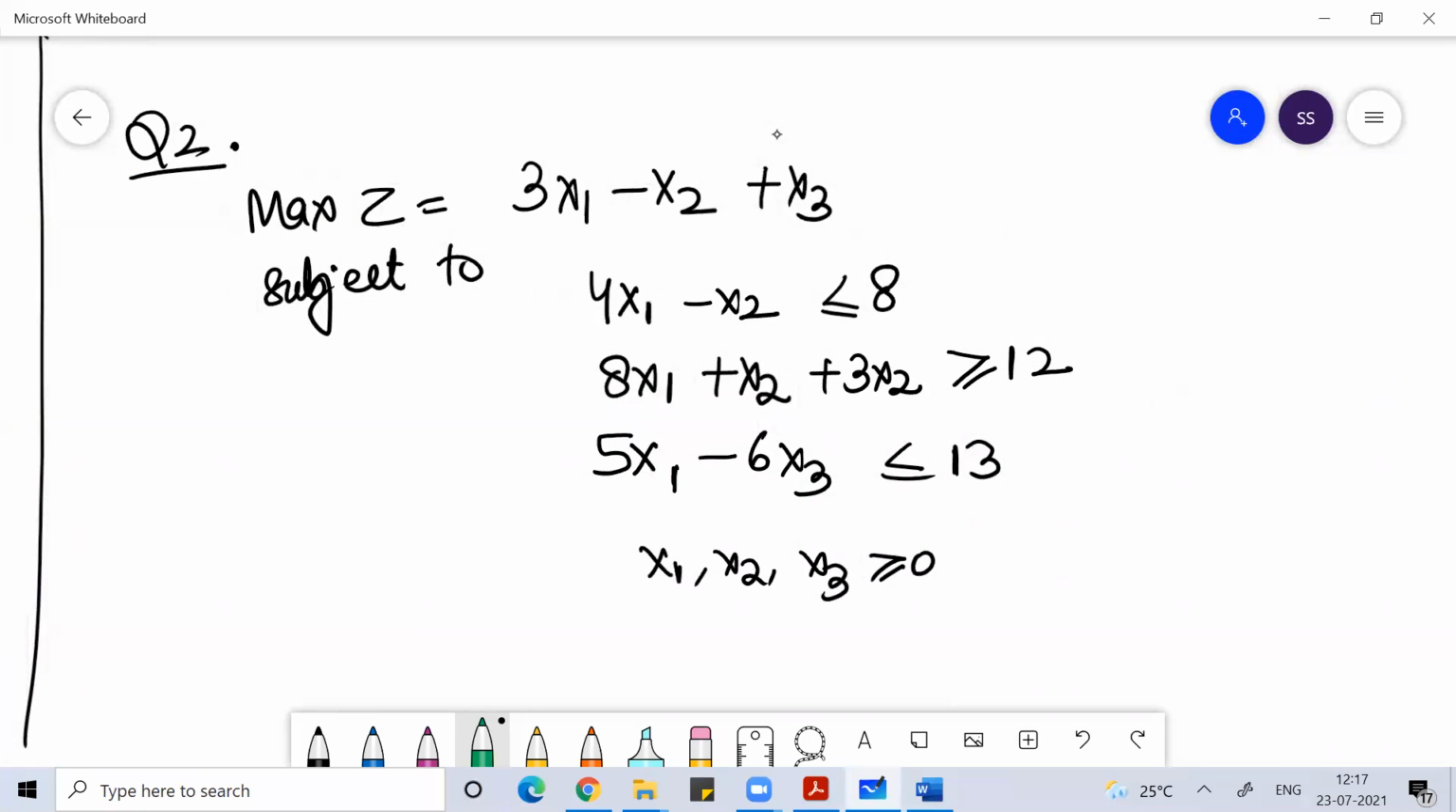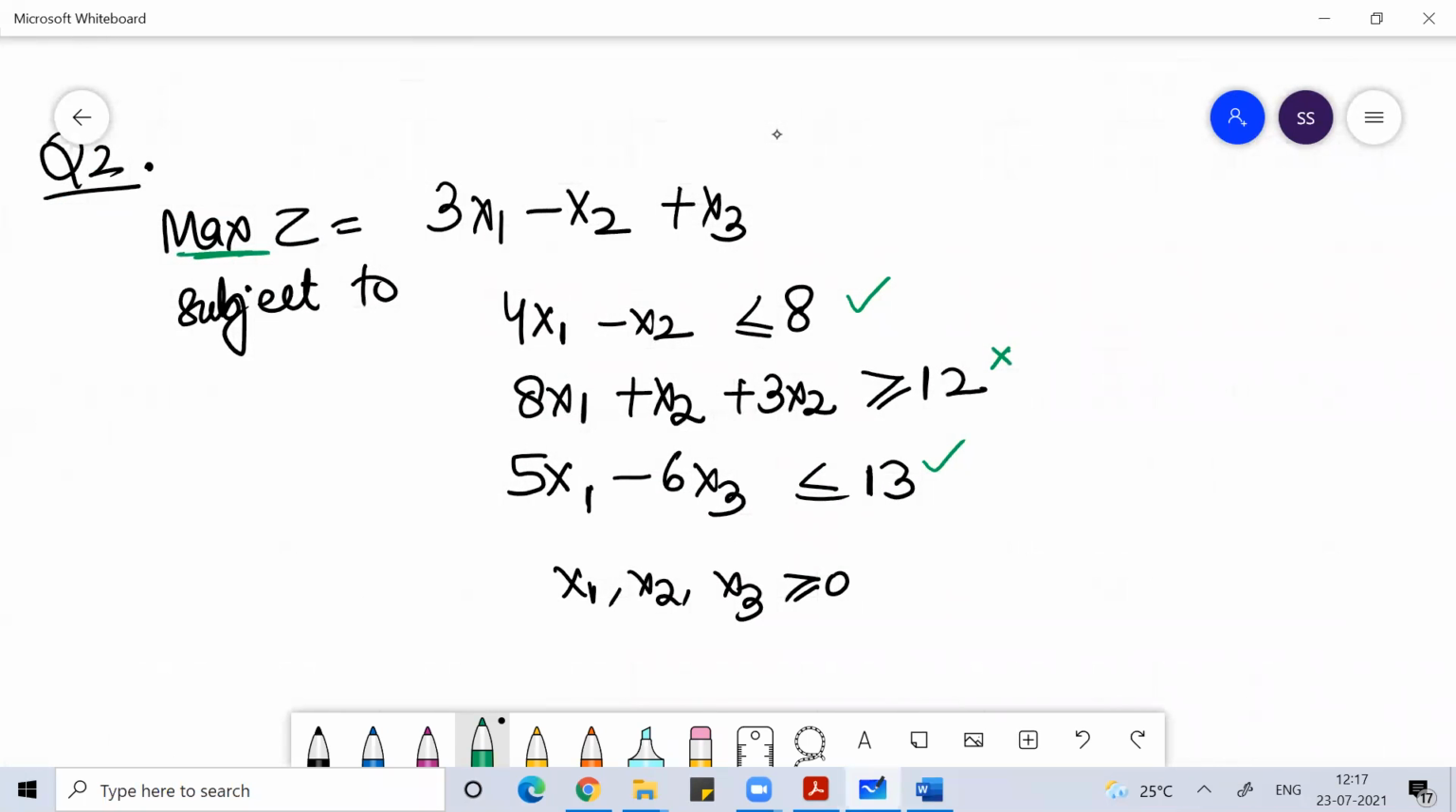So suppose this is your primal. If you see the objective function is maxima, so your constraint should be less than or equal to. Here your constraint is less than or equal to, this is greater than or equal to, so it's not in canonical form. Whatever your primal is, you need to make sure your primal is in canonical form. So the first thing, you write your primal in the canonical form.